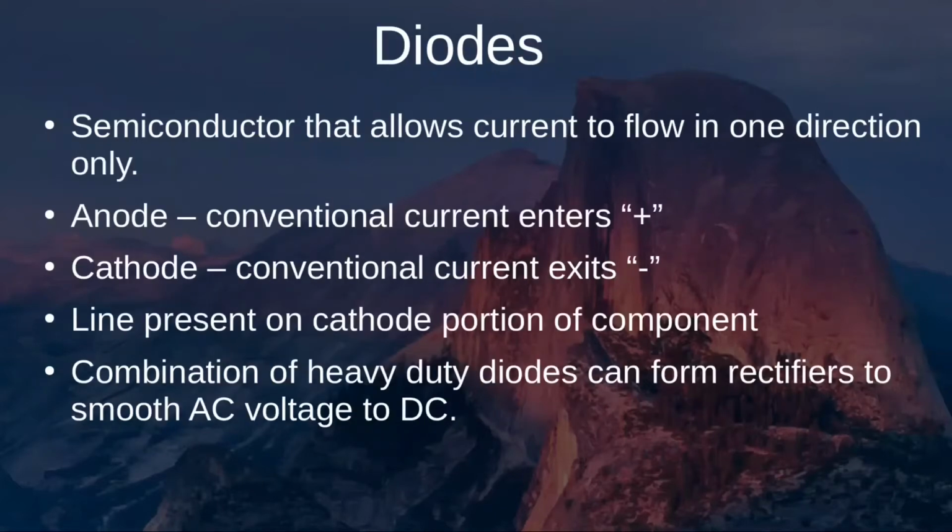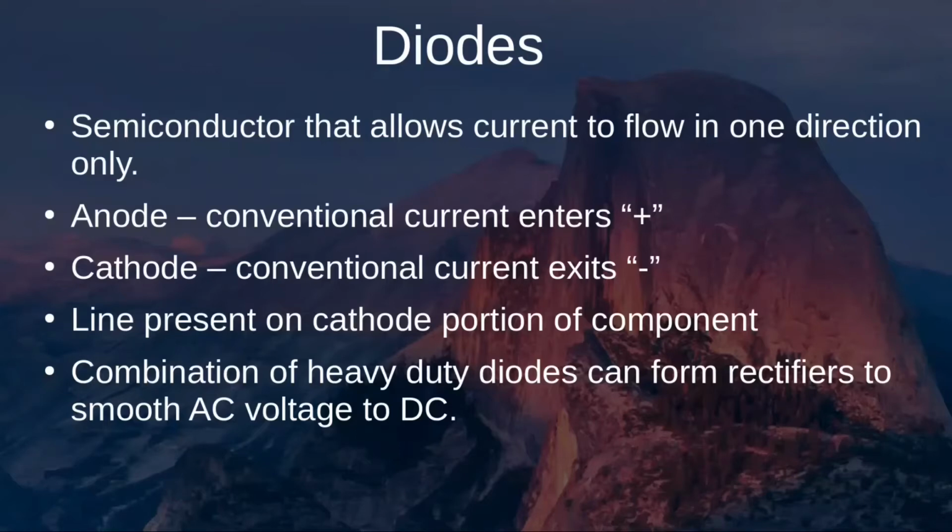A diode is a semiconductor that allows current to flow in one direction only. It's essentially a one-way valve. So just think of it as allowing water to flow in one direction, but not allowing water to flow in the other direction. But in this case, it's electricity.